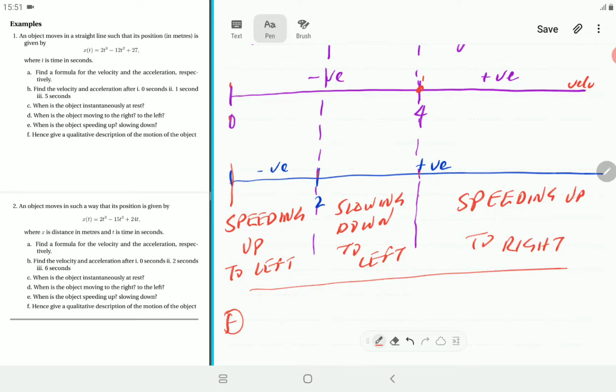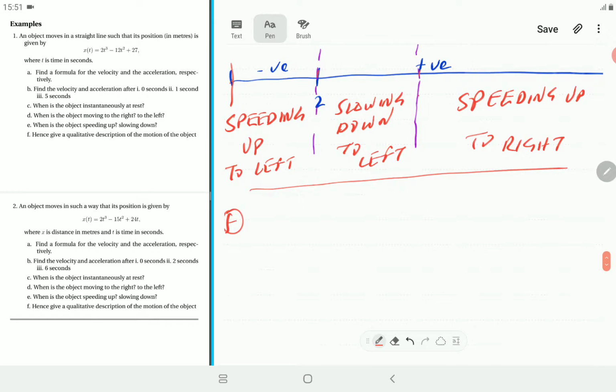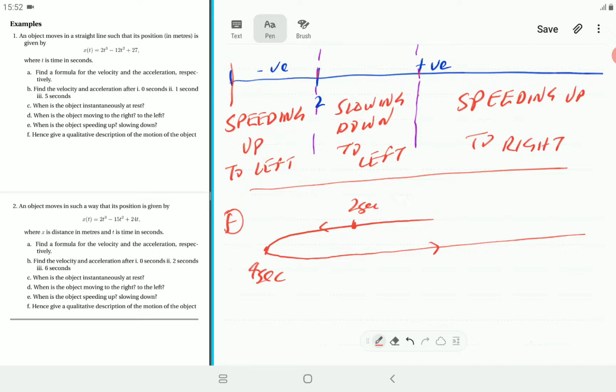direction, then it starts speeding up to the right. So if you like, the particle goes like this, then slows down, then after 4 seconds it changes direction, then it speeds up to the right. So it speeds up and then starts slowing down, then speeds up again. This is 2 seconds, this is 4 seconds there, and then it goes on like that. So that's basically how this particle goes.